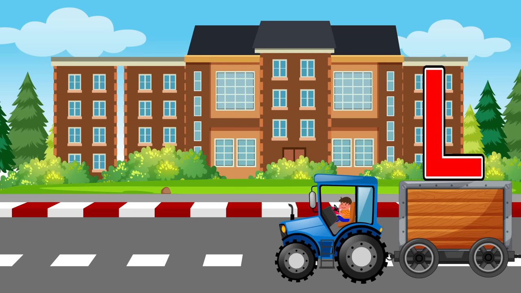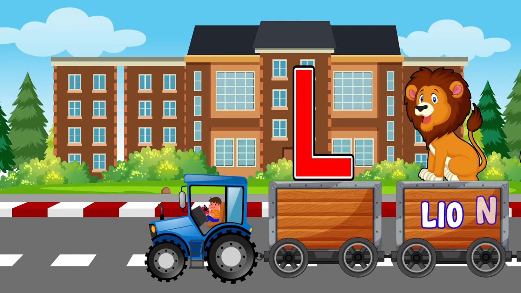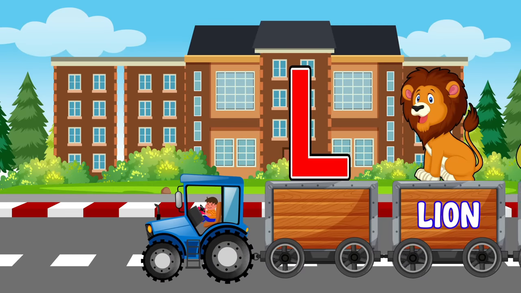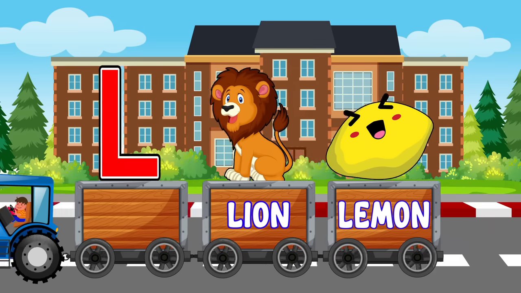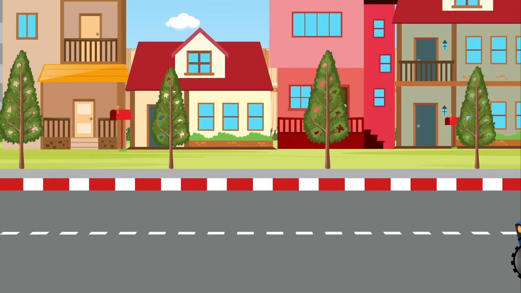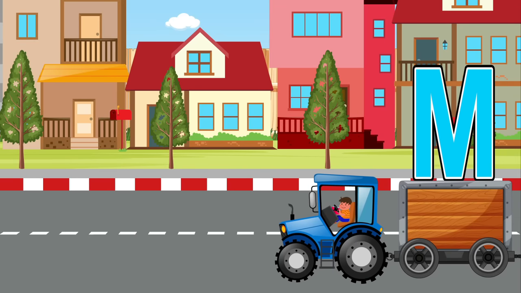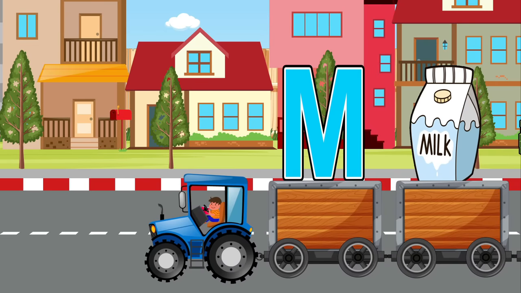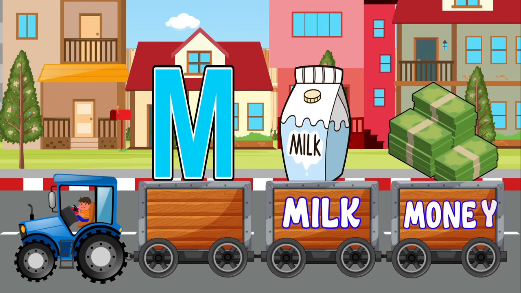L. Letter L is for lion. Letter L is for lemon. Letter M is for milk. Letter M is for money.